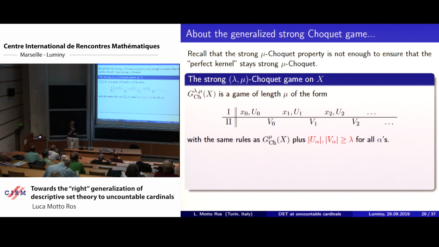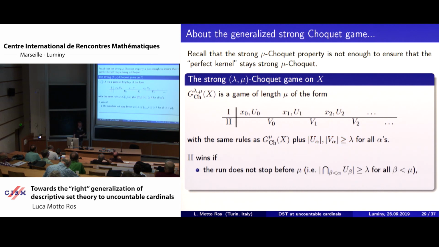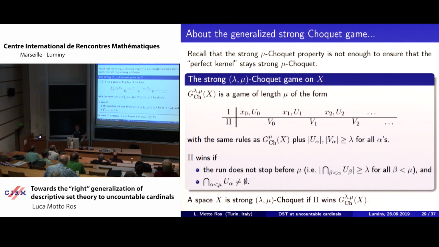You cannot concentrate on isolated points. And then you say that 2 wins the game if the game doesn't stop before mu, which means when you do the intersection, what you get is a space of size at least lambda, because otherwise one cannot play anymore. And as usual, the intersection is non-empty. So we had to modify these two things: add the Nagata-Smirnov condition, plus modify the Choquet game, actually the game of Kostky-Schlicht.